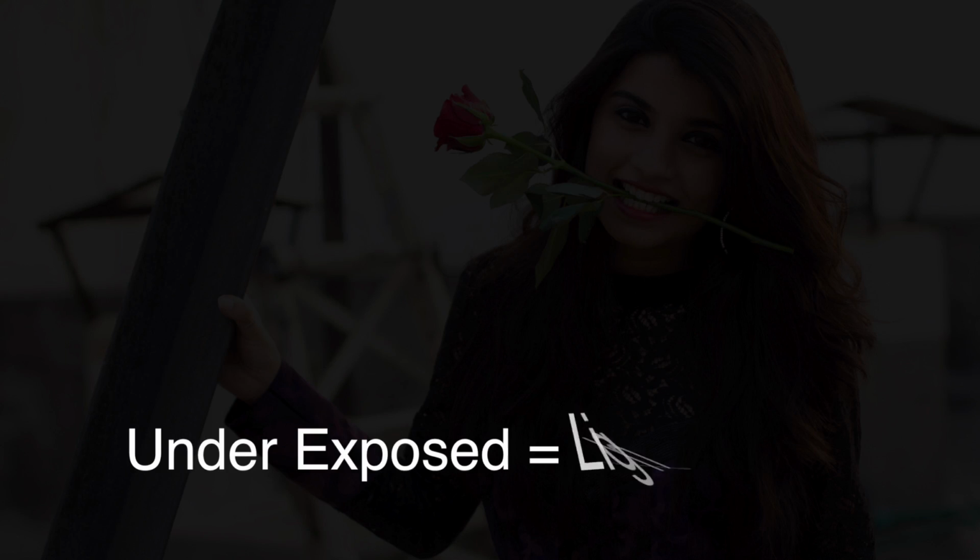Okay friends, now we are getting into the technical things in terms of photography. I'll make it very simple for you. Sometimes we take the photograph and it looks too dark. That photograph is called an underexposed image. That essentially means that the light is less in that photograph.